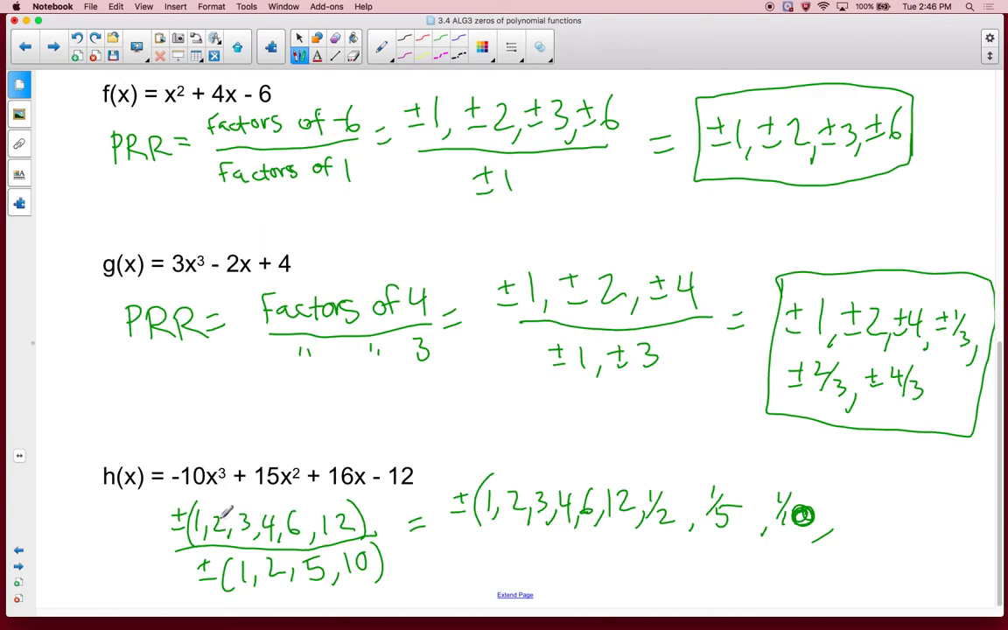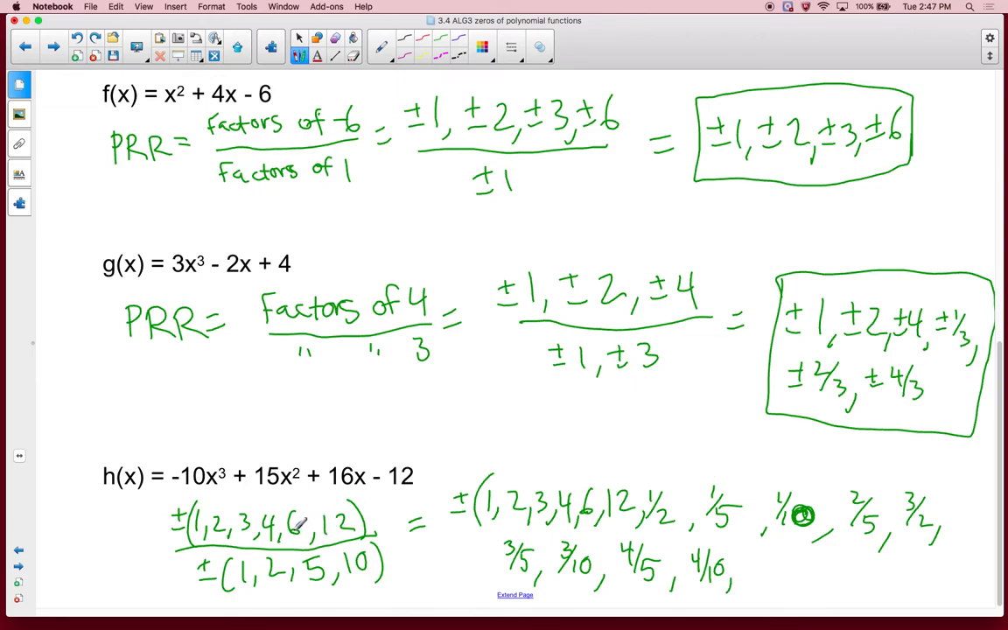Now I'm going to do it for the 2. 2 over 2 we already had, because that's a 1. 2 over 5. 2 over 10 is already 1/5, we had. Now I move to the 3. 3 over 1 we did. 3 over 2. Okay, 3 over 5. 3 over 10. Then we move to the 4. 4 over 2 is a 2 we had. 4 over 5, and 4 over 10.